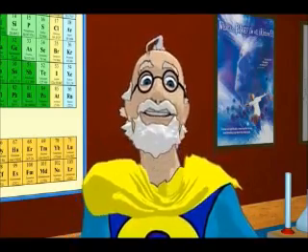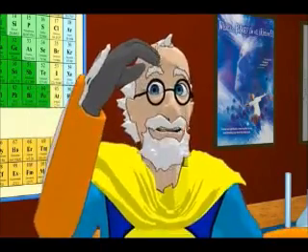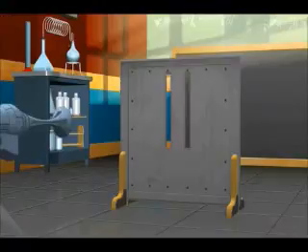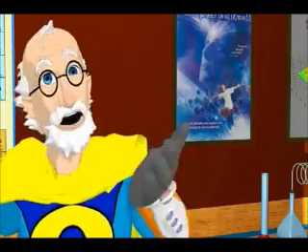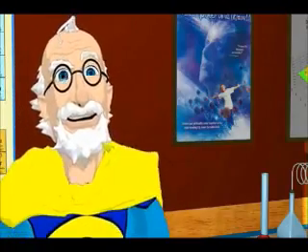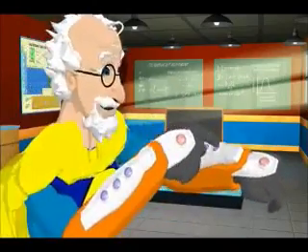So, when we throw things, that is, matter, through two slits, we get this: two bands of hits. And with waves, we get an interference pattern of many bands. Good so far. Now, let's go quantum.